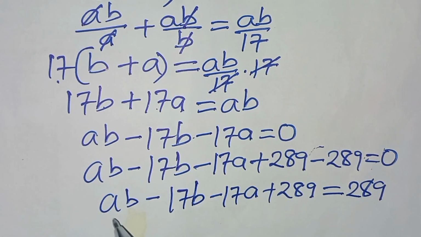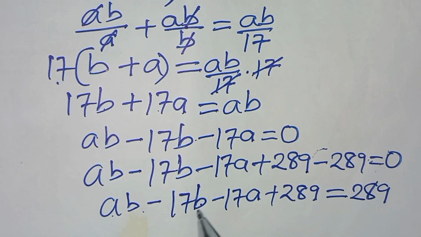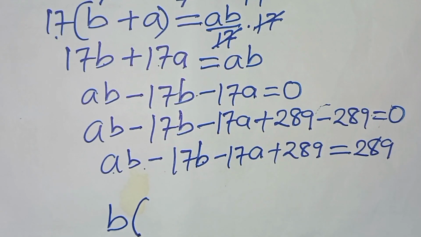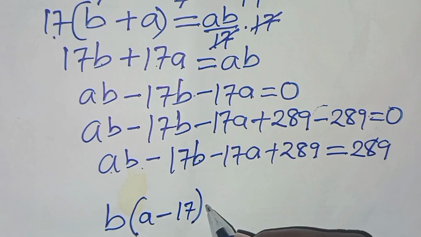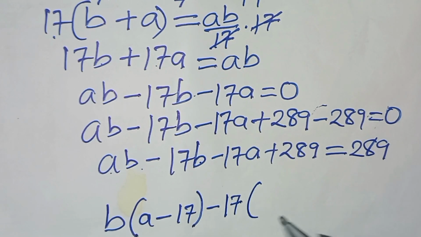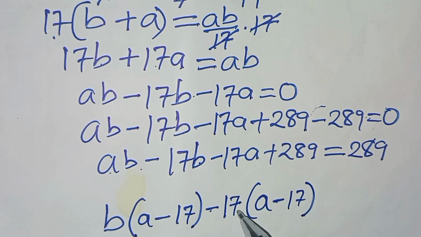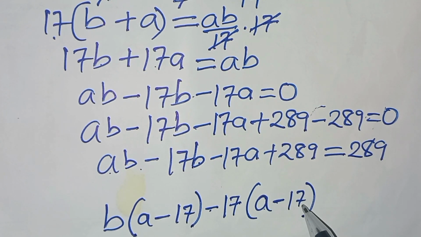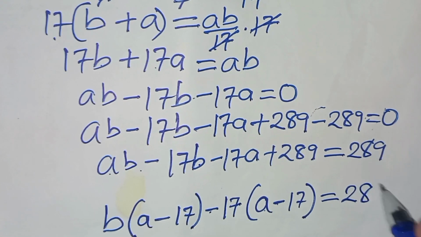The next step here, ab minus 17b. b is common here, so let's factor out b. So we'll have b into the bracket a subtract 17, and subtract, now 17 here is common, so we'll have 17 into a subtract again 17, because negative 17 times a is negative 17a, and negative 17 times negative 17 is plus 289. So this is equal to 289.